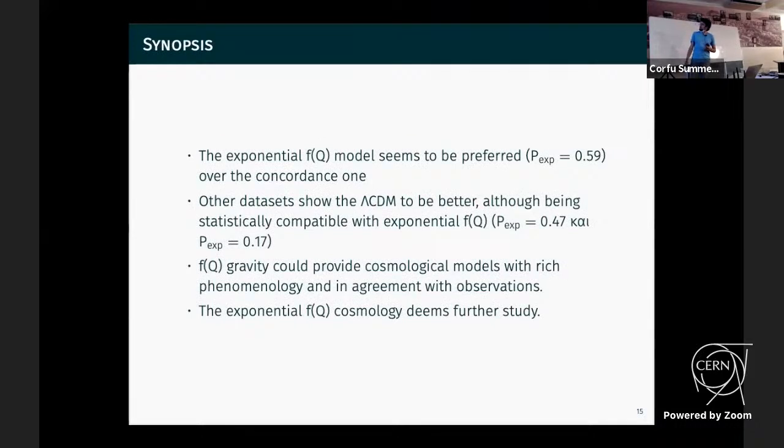So, to sum up, the exponential f(Q) model seems to be better in a particular case than lambda CDM. To the best of my knowledge, this is the case for two or three other models in the literature. However, other datasets show lambda CDM to be better. However, it is still compatible with f(Q). In general, f(Q) gravity could provide good models, that is, in close relation with observations. And this model should be studied more.